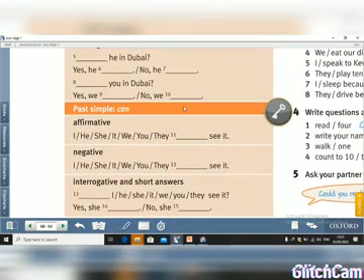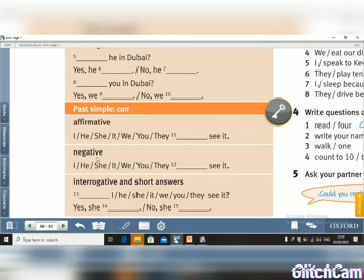Past simple with can, affirmative sentence. I, he, she, it, we, you, they. With all pronouns I use could. I could see it, he could see it, she could see it, it could see it, we could see it, you could see it, they could see it.